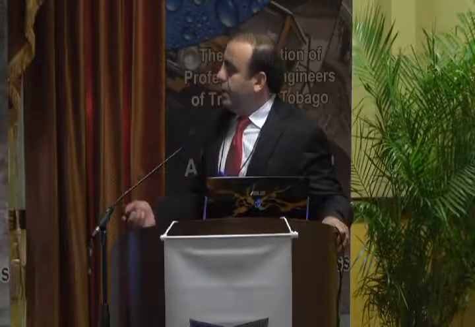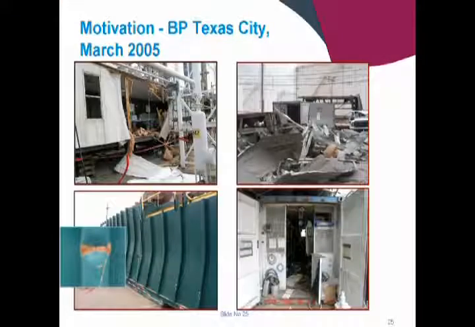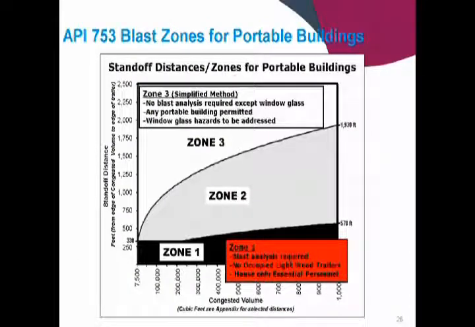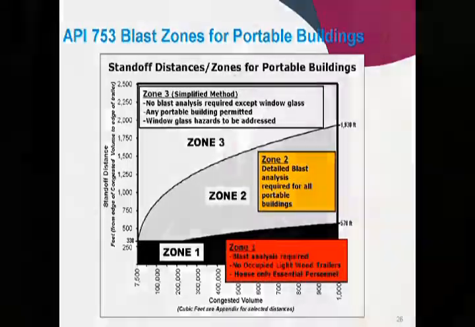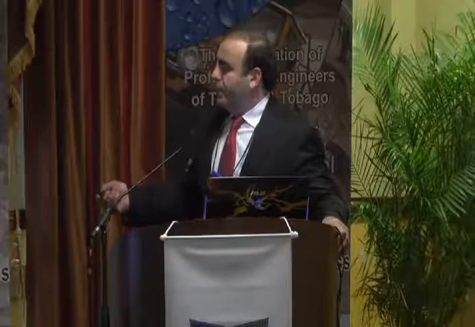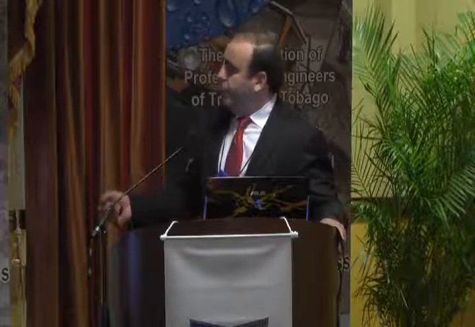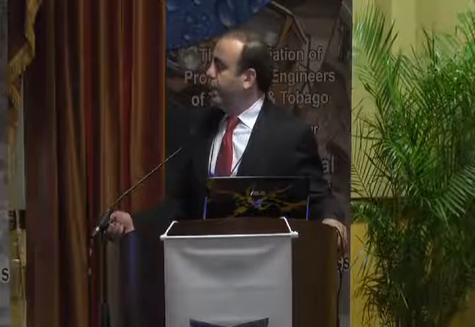And this is a picture showing the test results and more pictures from the explosion source. After that incident, we performed the assessment, and API came out with guidance. I was part of this study. It is a map like this. You define the location of the building. According to this map, you define where to locate your building and which type of building.